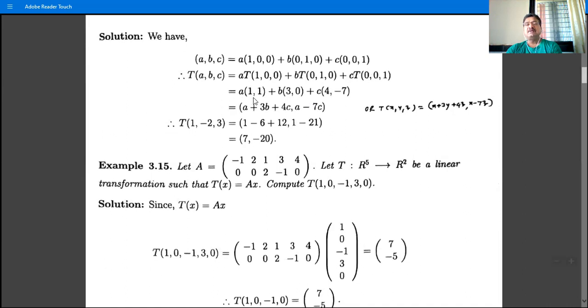Then apply the definition of scalar multiplication, that is, first multiply by a, b and c in brackets, and then add corresponding components. We have (a + 3b + 4c, a - 7c). And therefore we can write in the form of x, y, z: T(x, y, z) is (x + 3y + 4z, x - 7z). And T of (1, -2, 3), just substitute a, b, c as 1, -2, and 3, we have the value (7, -20).